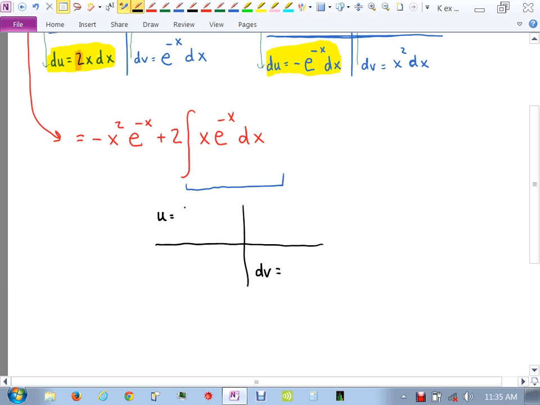I choose u to be what? x. And dv to be e to the negative x dx, right? du then becomes dx, and v is negative e to the negative x. Then my new voodoo is just what? What's my new voodoo? Negative e to the negative x, but I no longer have an x in there. And so it's just basically the antiderivative of e to the negative x, which is going to be easy for us to get. Relatively easy, right?